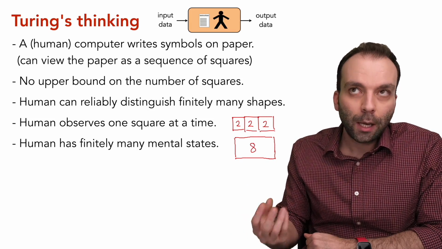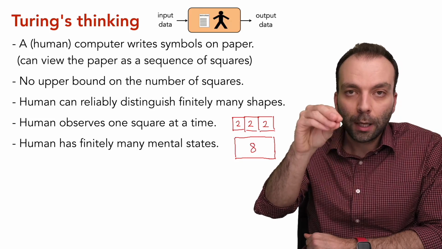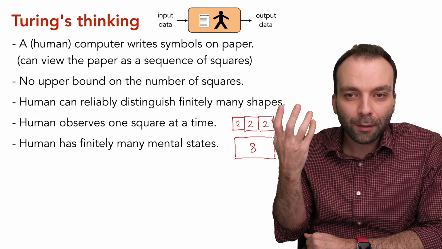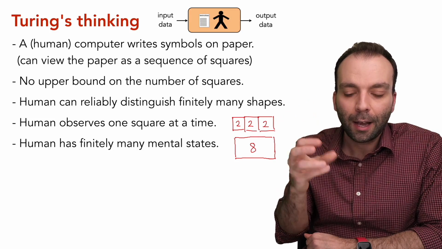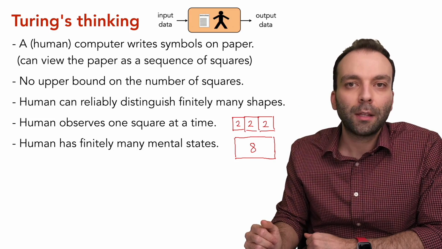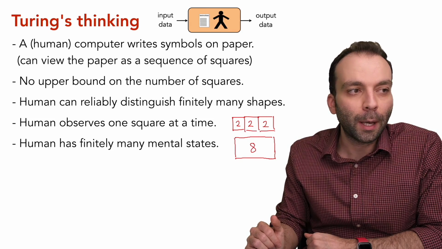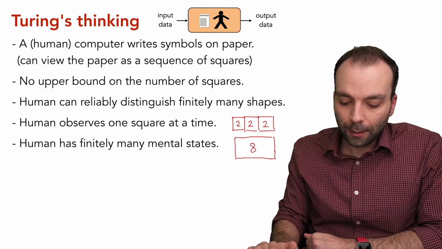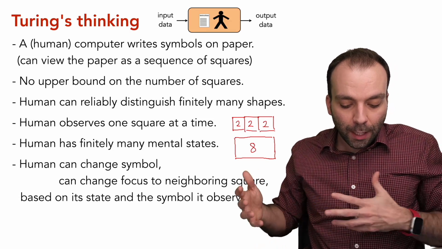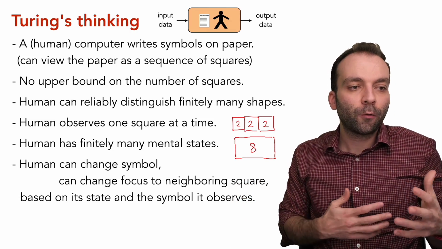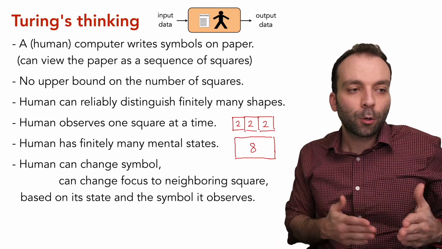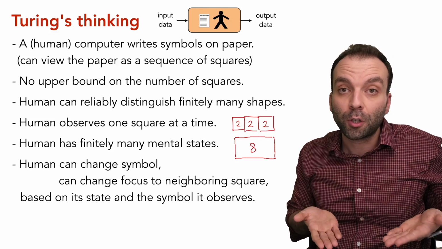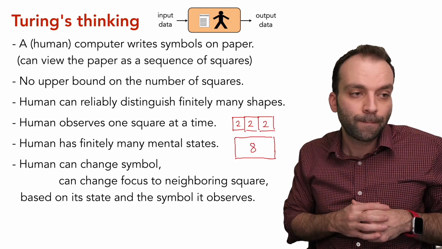And he imagined that, okay, you have to remember which cell you were looking at, and maybe write down your mental state, what you were thinking at that time. But then you should be able to easily continue from that point on, right? He made these kinds of interesting arguments. He said a human can change symbol, can change focus to a neighboring square based on its state and the symbol it observes. This is basically the motivation for the transition function of a Turing machine.